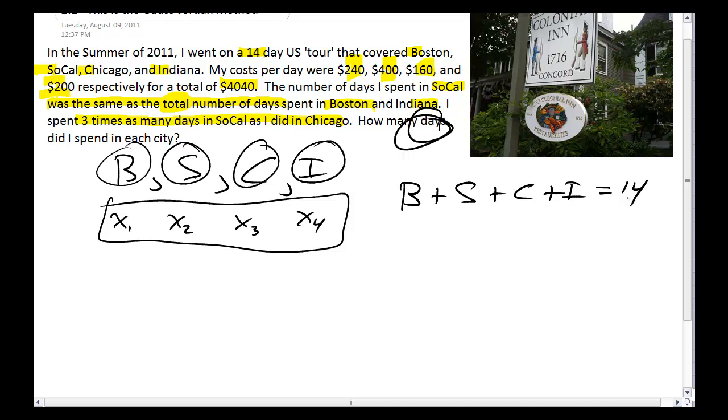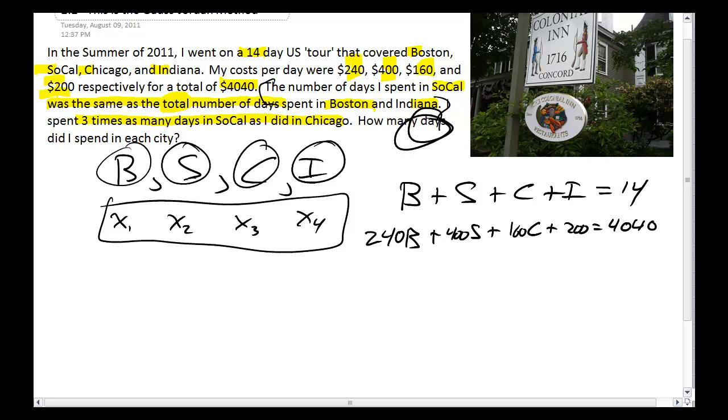Next, I have information on costs. Each day in Boston, I spent $240. Each day in Southern California, I spent $400. Each day in Chicago, I spent $160. And each day in Indiana, I spent $200. And my total trip cost was $4,040. I still need some more equations, and that's what this last part gives me.